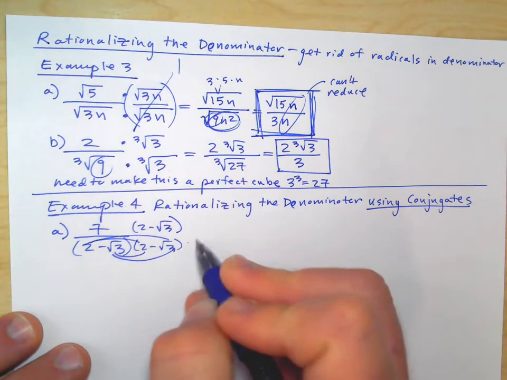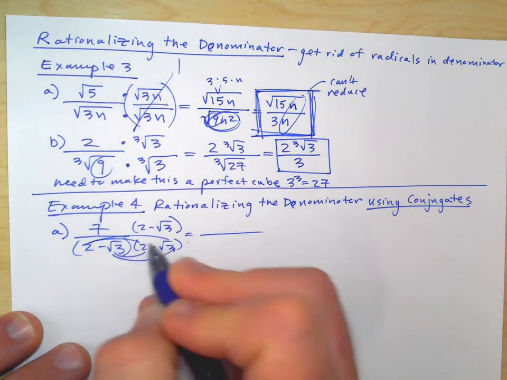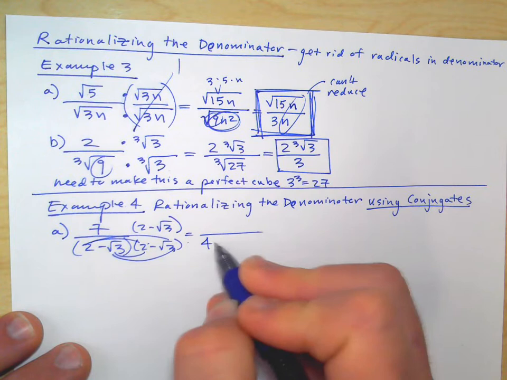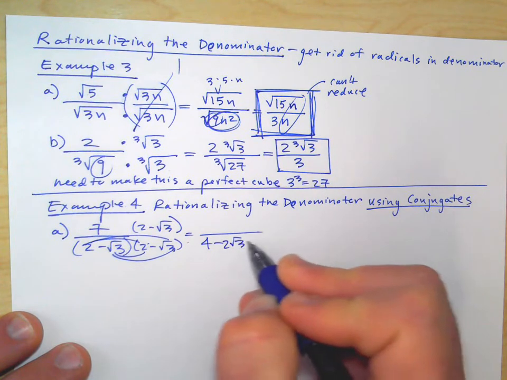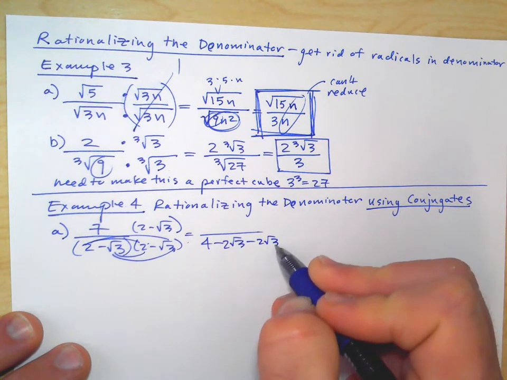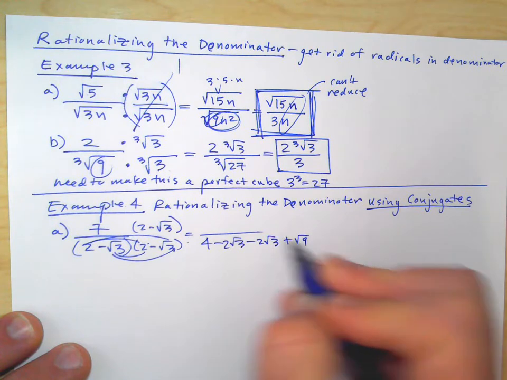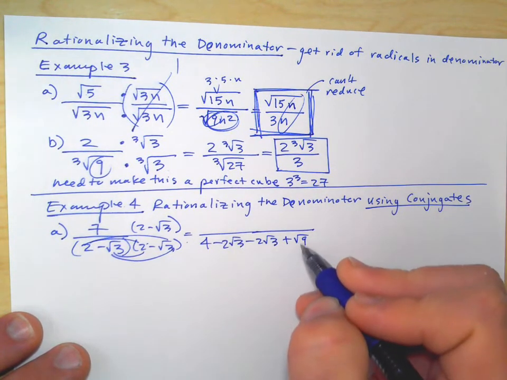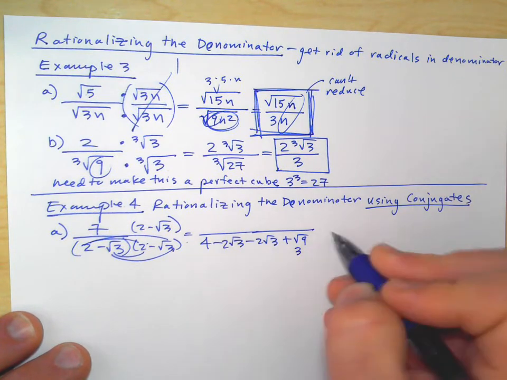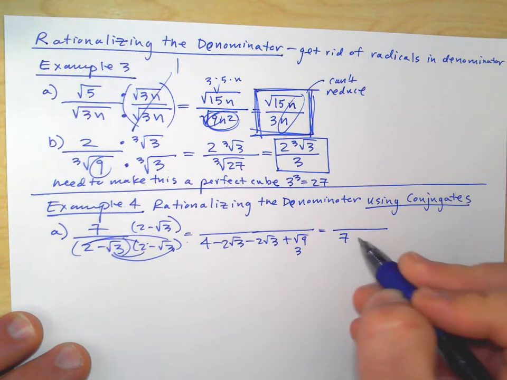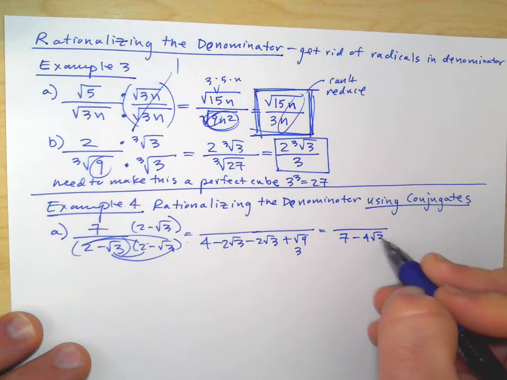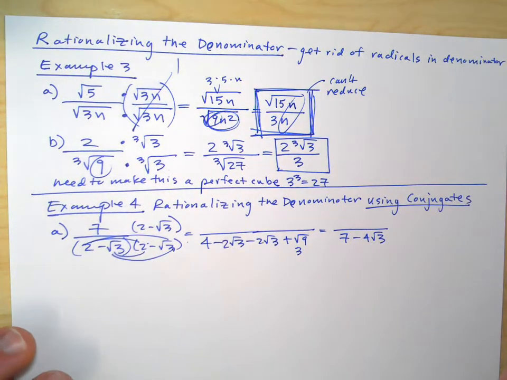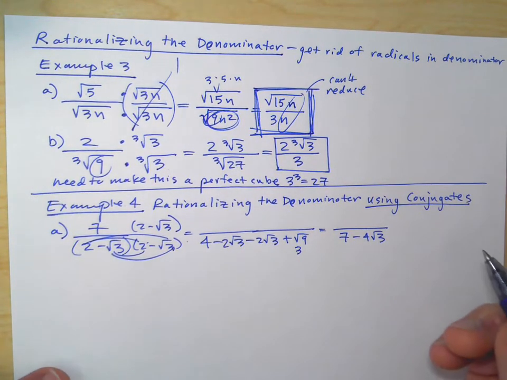And you would get 2 times 2 is 4, minus 2 root 3, minus 2 root 3, plus square root of 9. I'm not going to do the top. On the bottom, this will give you a 3, and you would end up with 7 minus 4 square root of 3. Well, that didn't get rid of the square roots in the bottom.